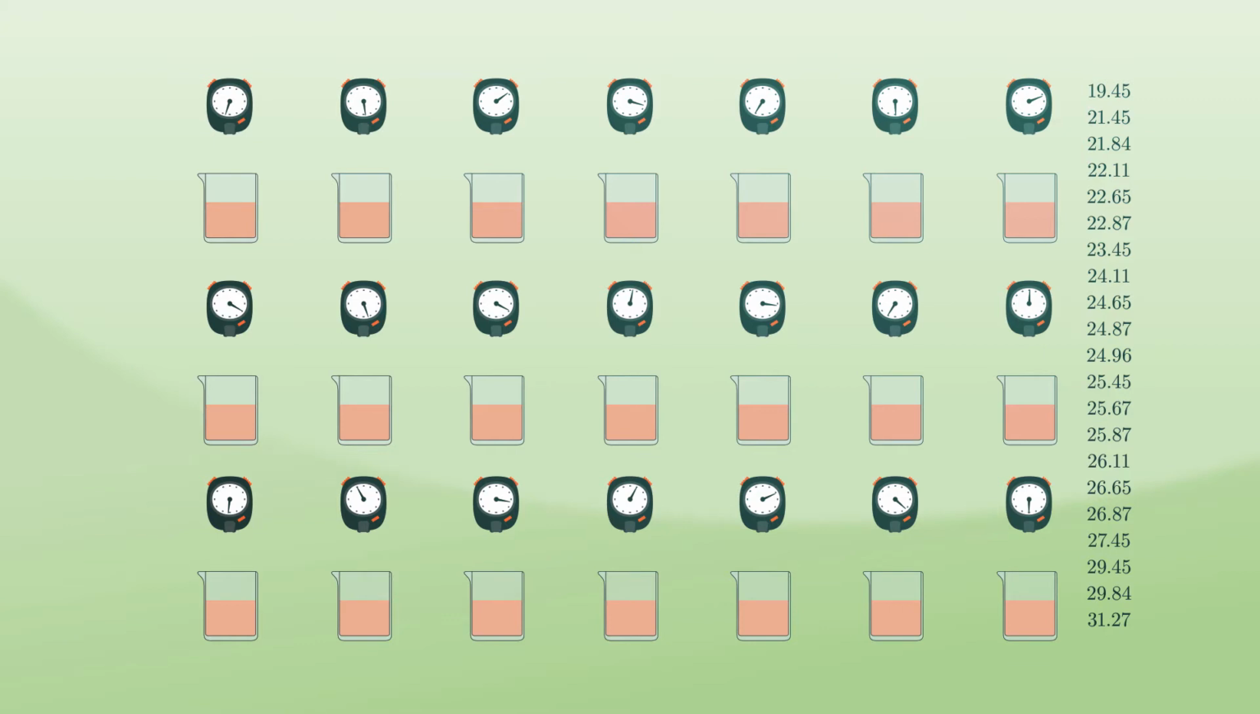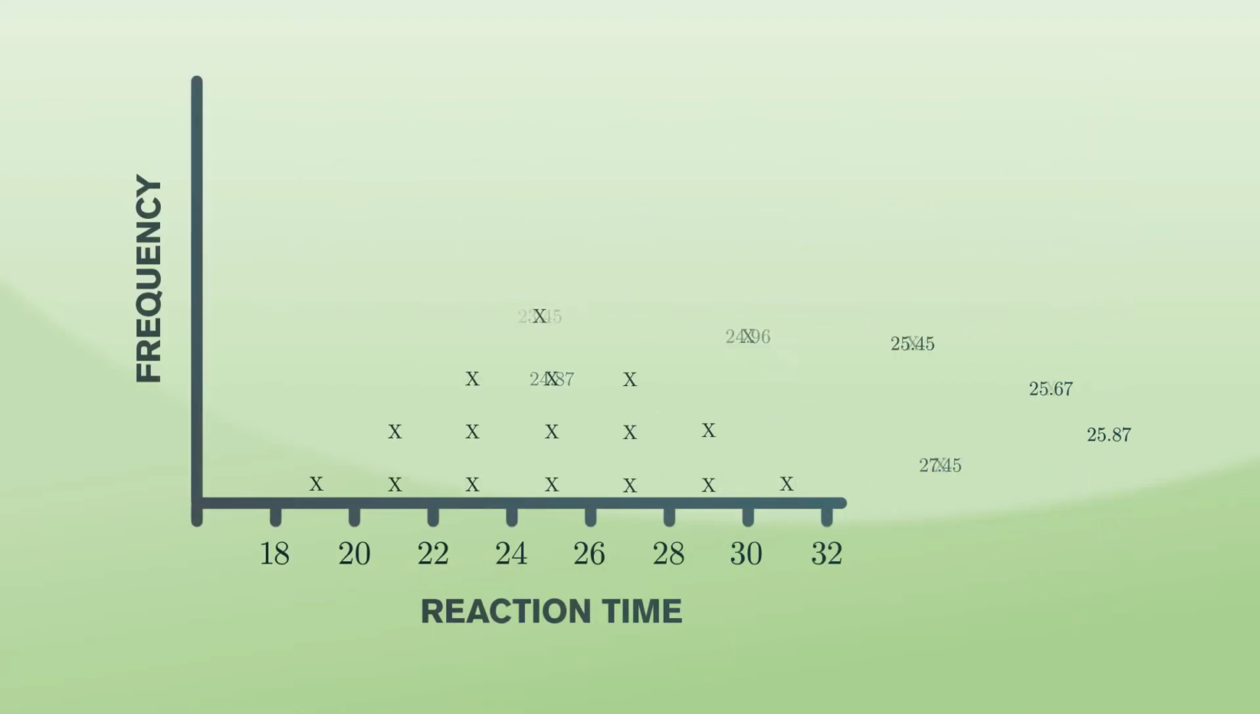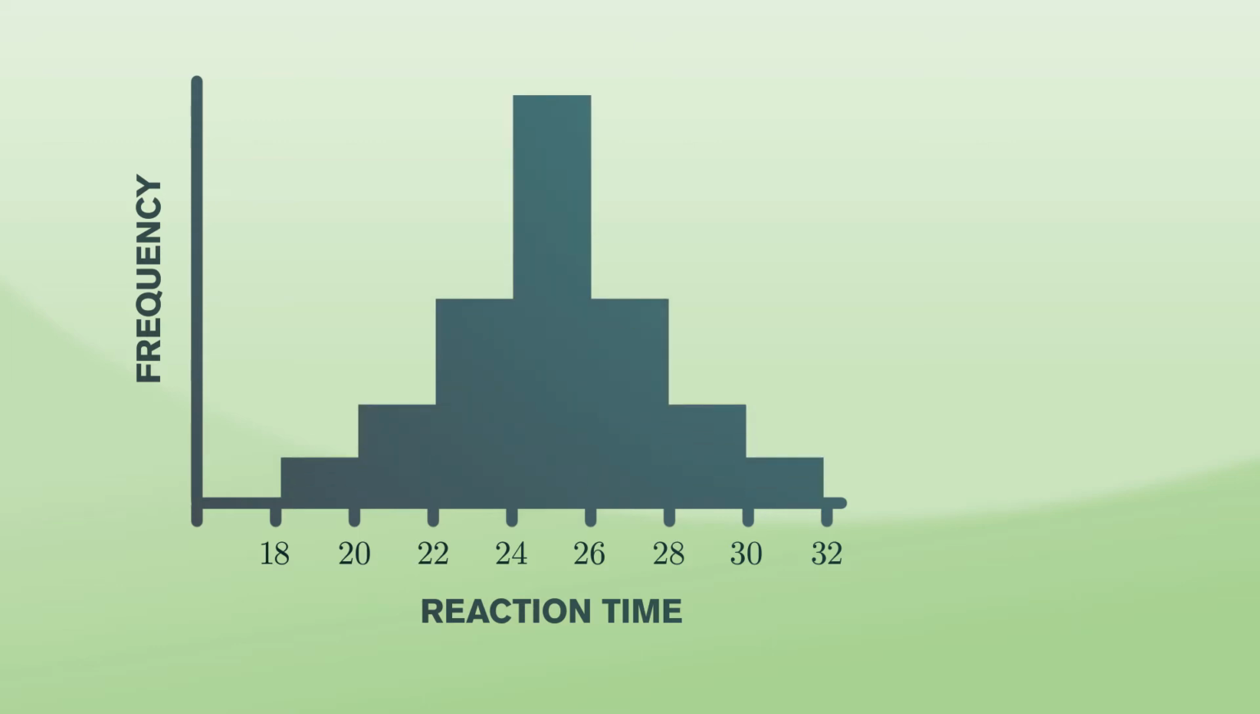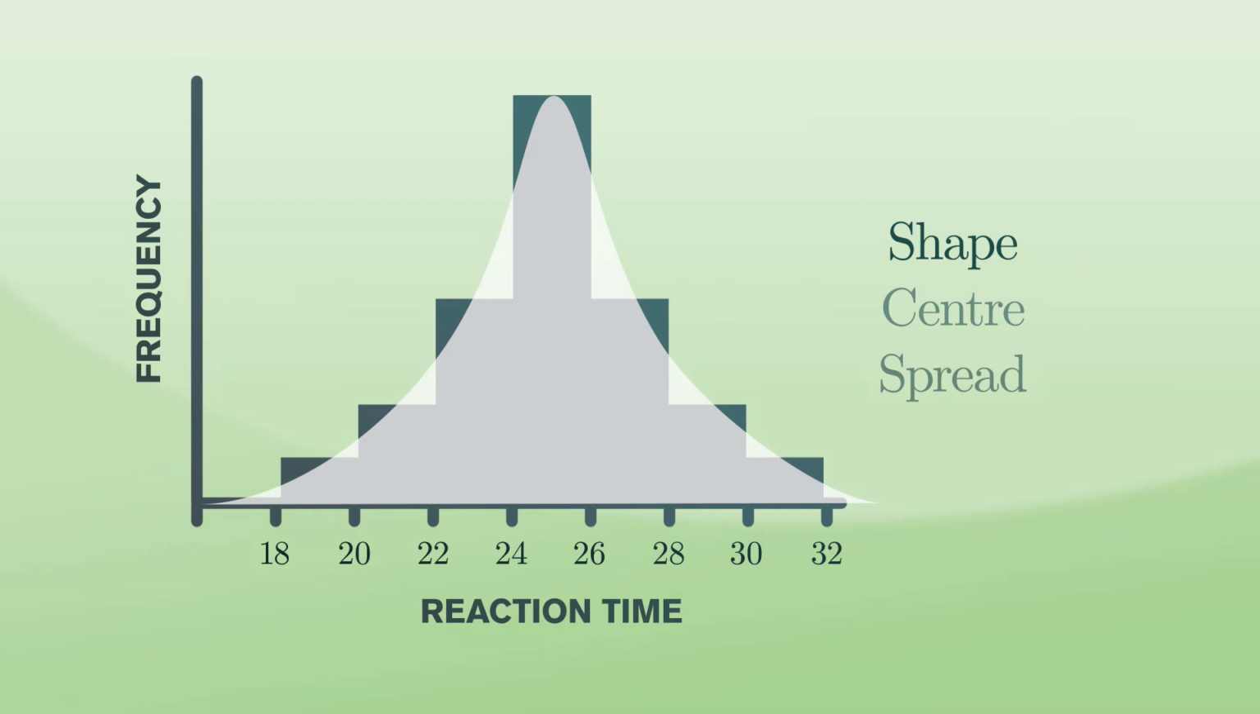For a variable that is continuous, we can consider a histogram of the data, which shows the relative frequency or distribution of the recorded data once they are grouped into short intervals. In this example, 2-second intervals from 18 to 32 seconds. And we describe three key things: shape, center, and spread, the three S's. The shape of the distribution in this case is symmetric about the center and bell-shaped, like a normal curve.